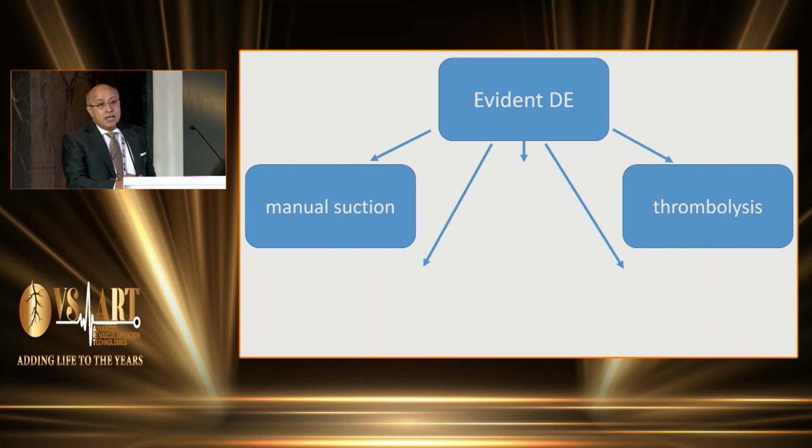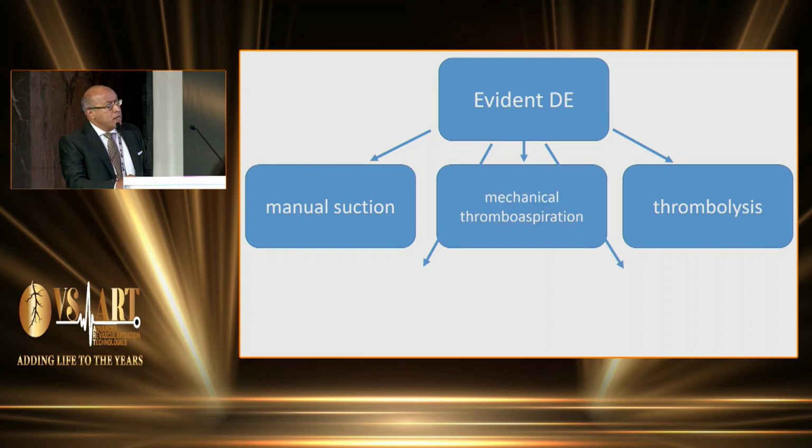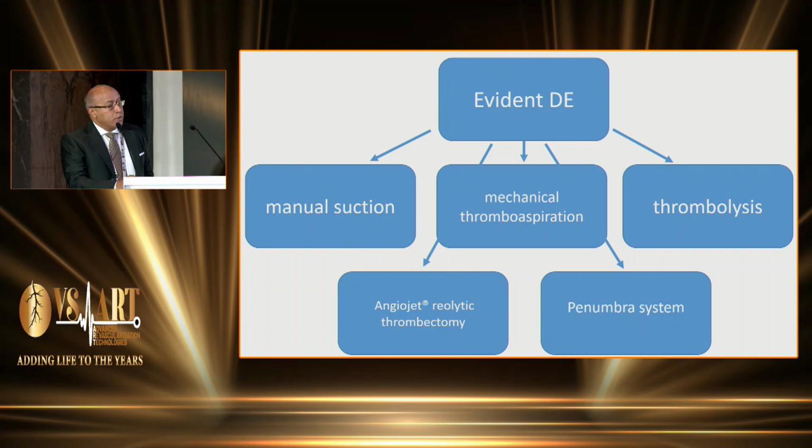And what will you do if you have an evident embolization? You can do a manual suction with a 60 milliliter syringe and 8 French guiding catheters, and you can do thrombolysis, mechanical thromboaspiration with AngioJet or a Penumbra system.